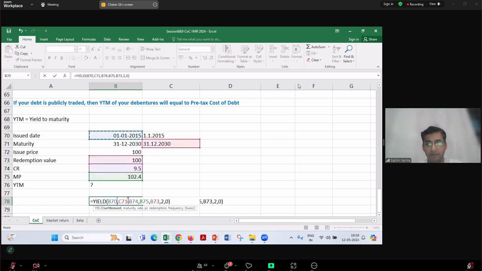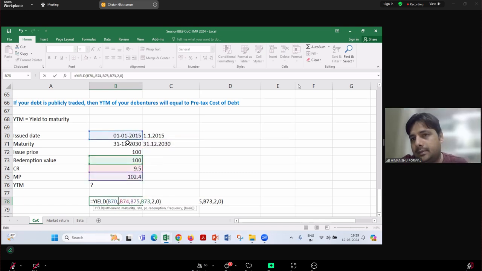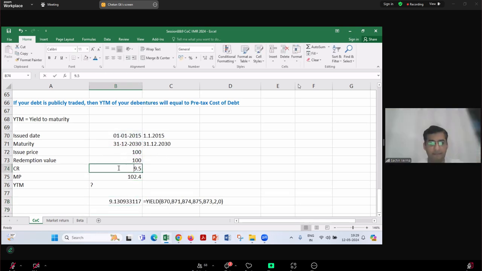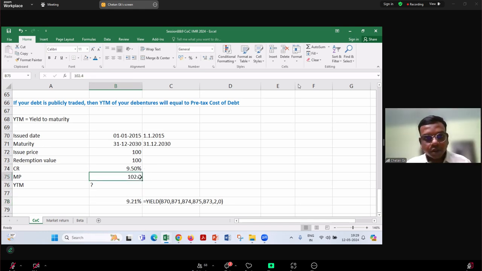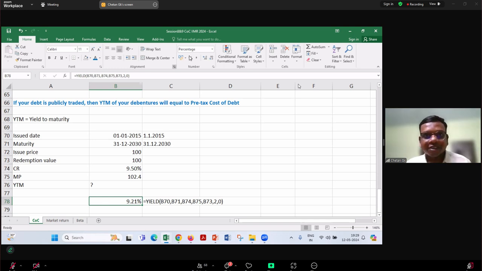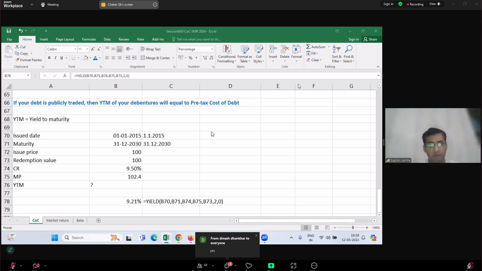Okay, so I'll change this. 9.5% maybe. Coupon rate is 9.5%. But mine is coming, it shows 6.68. Why is it so? I don't know whether I made any mistake or you made a mistake. Sir, I got 9.21. How many of you got? Just put it in the chat box as yes. If it is matching, then I think we are on the same page. Yes, I have also got 9.21%.